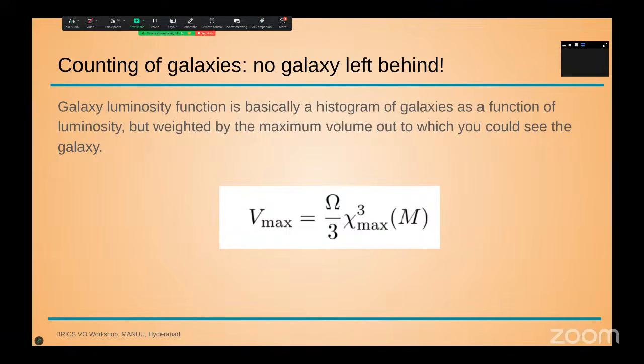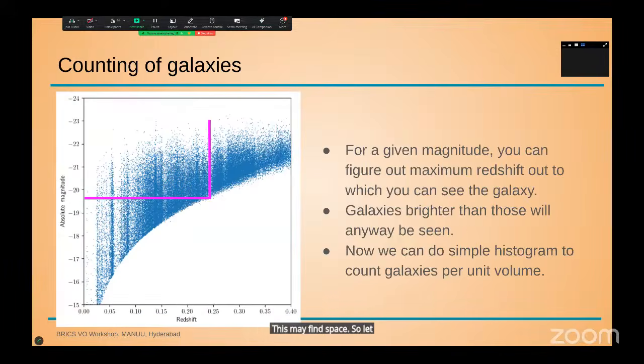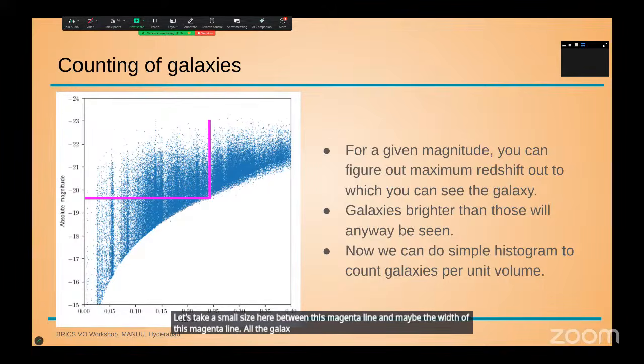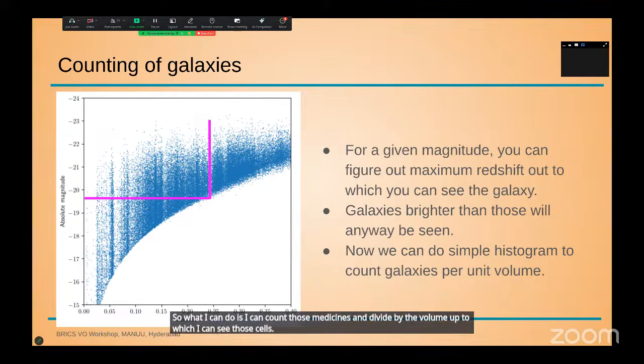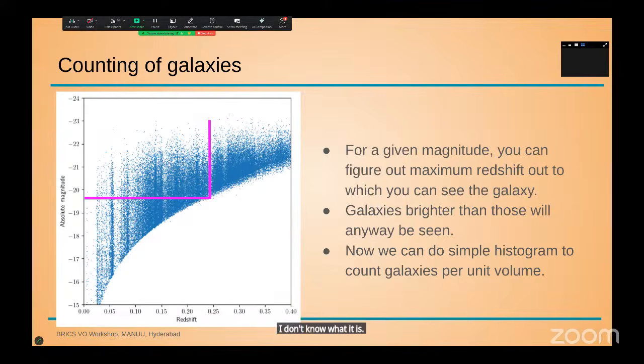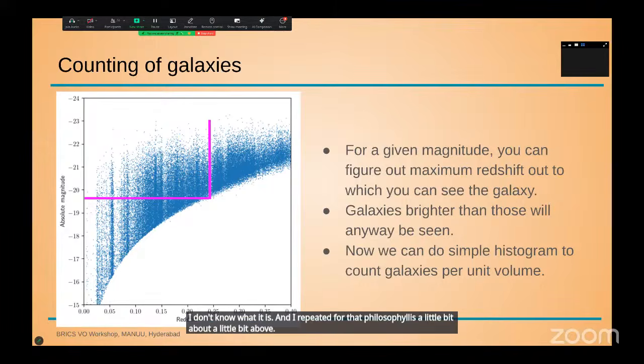This may sound strange, so let me tell you again. Let's take a small slice here, between this magenta line and maybe the width of this magenta line. All the galaxies within that small width are galaxies which can be seen out to this redshift. So I can count those galaxies and divide by the volume out to which I can see them, and I get the number. And I repeat it for the luminosity being a little bit above, a little bit above. So I make many luminosity bins and I can do this exercise.